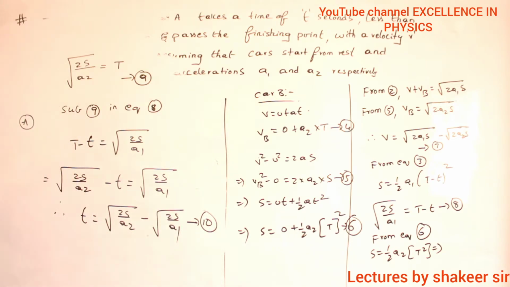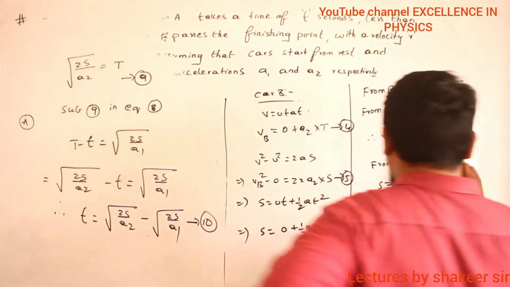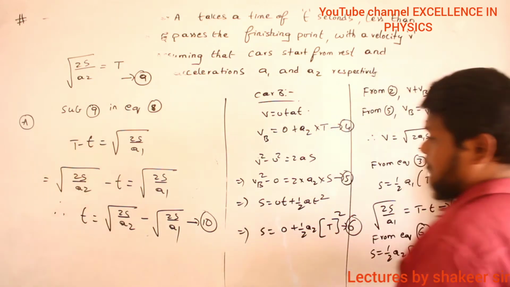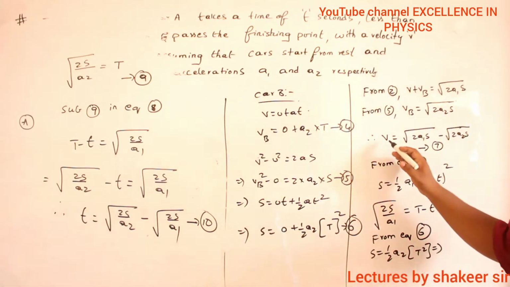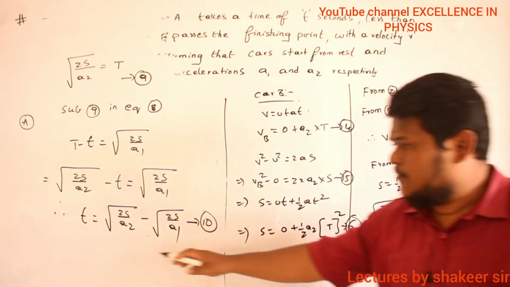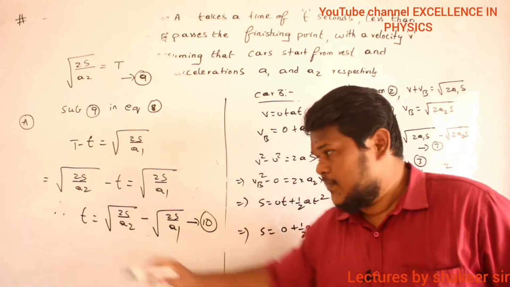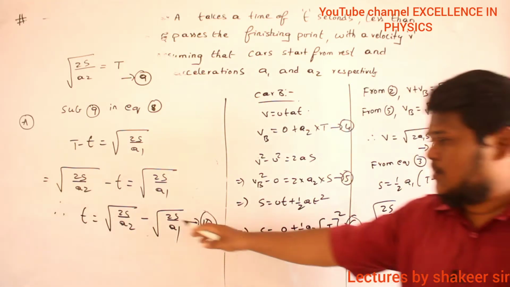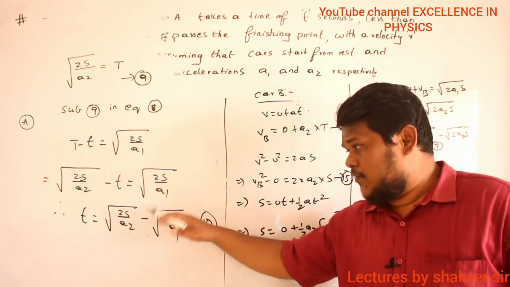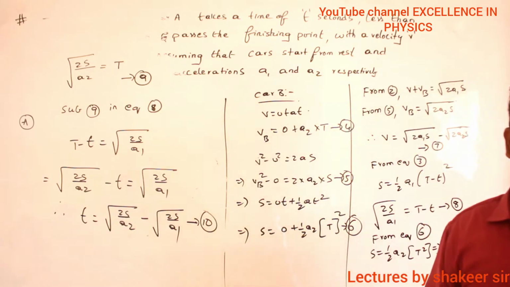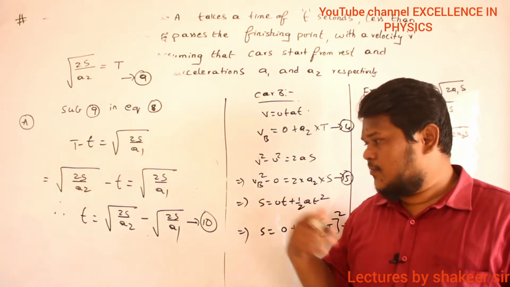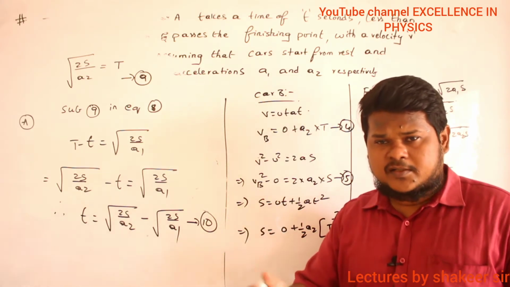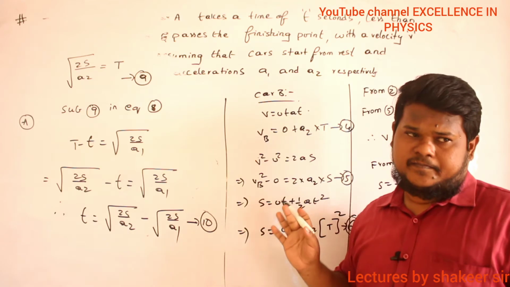Understood, no? So now if you see equation number 7 and equation number 10, here I have small v, here I have small t. Here I have s, here also I have s. So if I divide both of them, s and s will get cancelled. Now I will have values only in terms of v and small t. Are you able to understand?